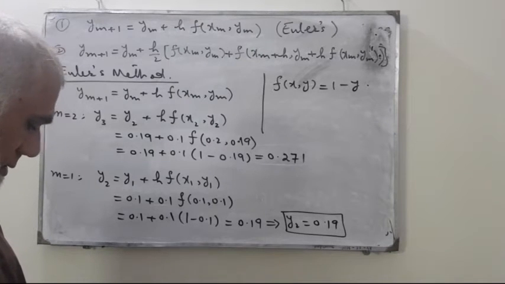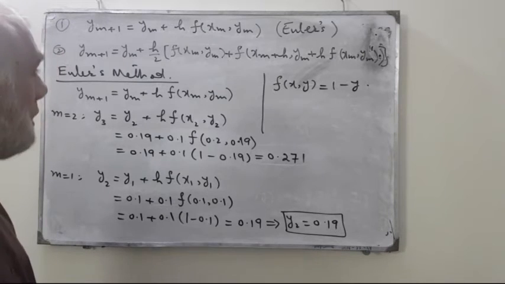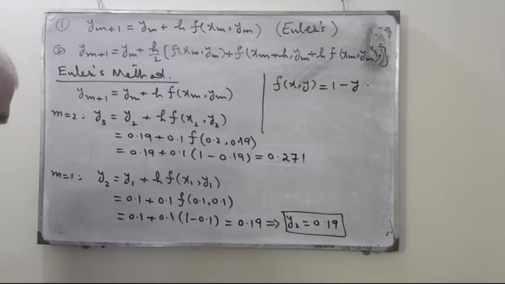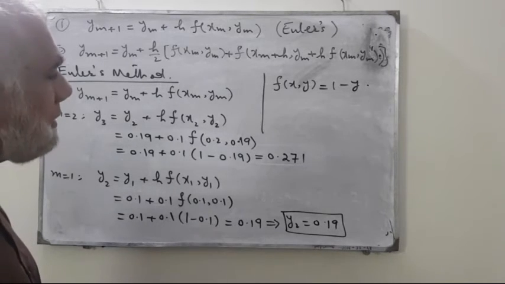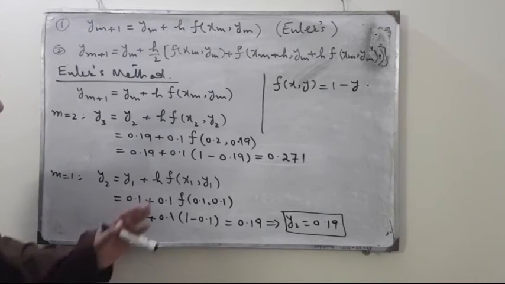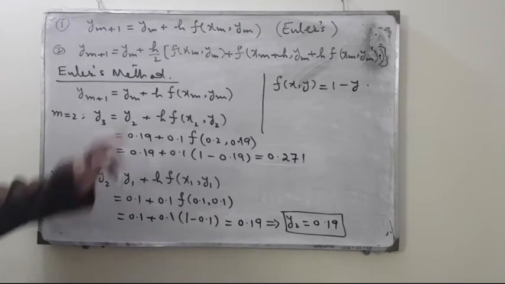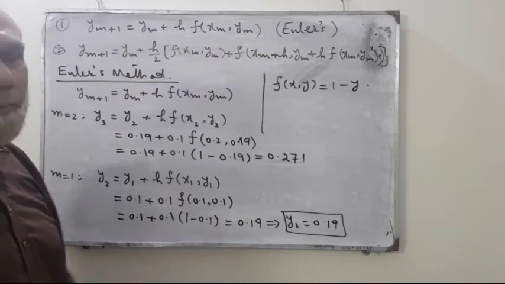So we obtained the three outputs for the case of Euler's method. Now you can apply the improved Euler's method to obtain similarly three more results. So far, this was the application of the first formula.